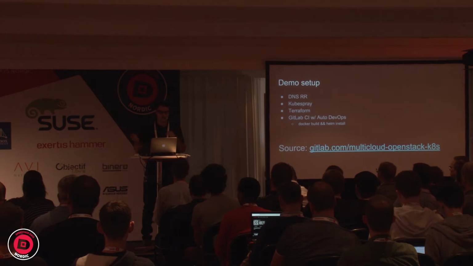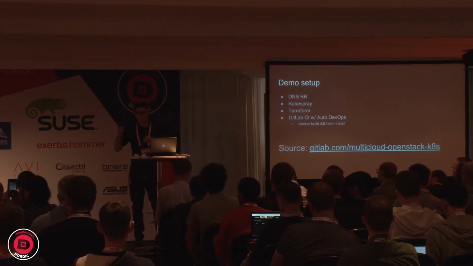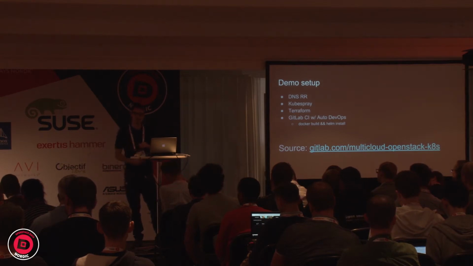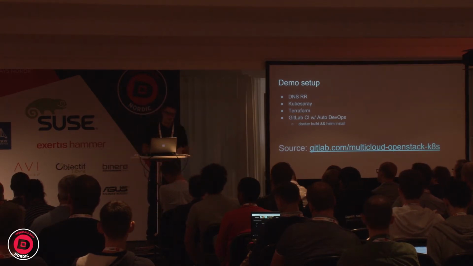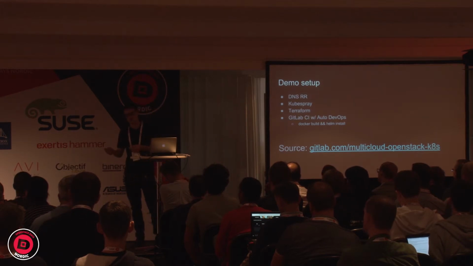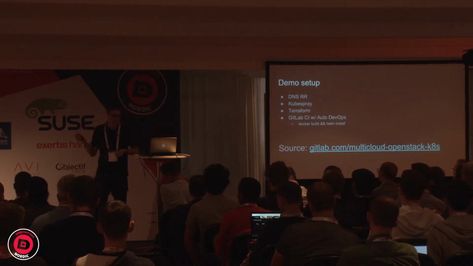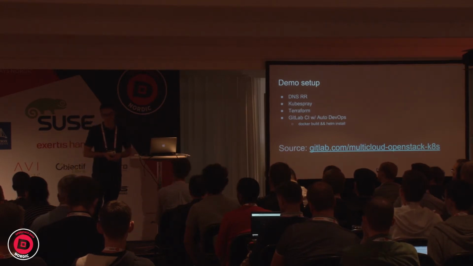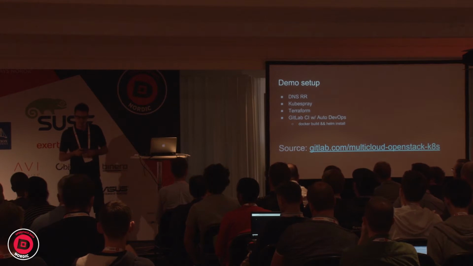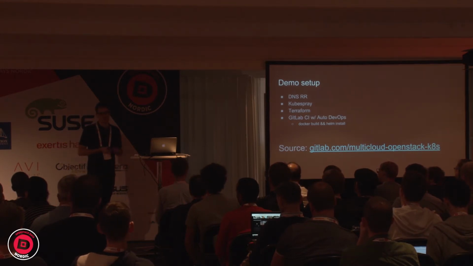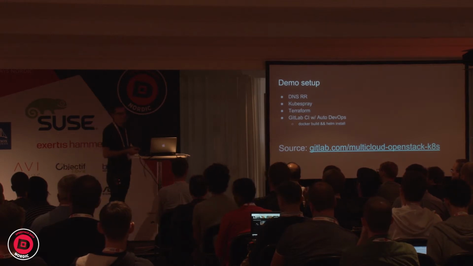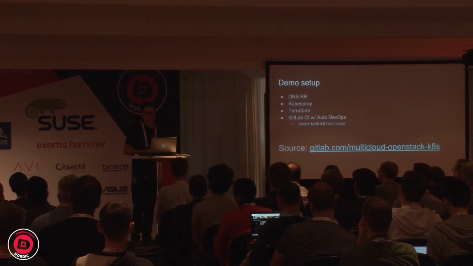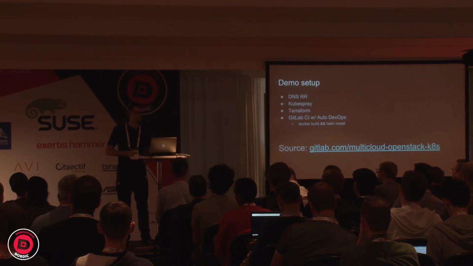I used KubeSpray for the Kubernetes install, and I used the built-in Terraform recipes in KubeSpray for the OpenStack install. All of that is orchestrated with GitLab CI. You can use whatever CI system you want. It's just that this is what was easily available. In GitLab CI, they have a feature they call Auto DevOps, and this is just a wrapper around Docker build and Helm install. But you can script that yourself in Jenkins or Zuul if you want.